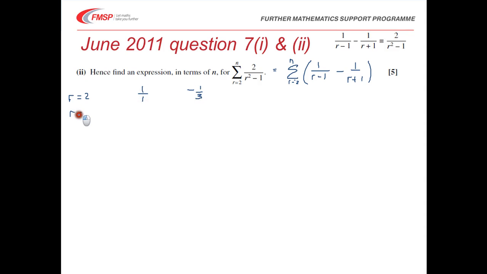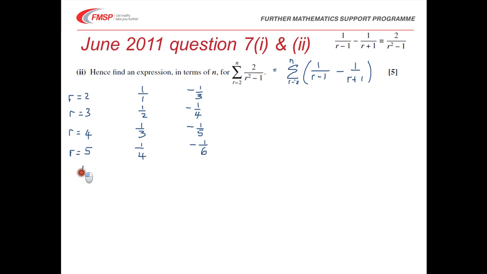If r equals 3, then we'll get 1 over 2 minus 1 over 4, and you do need to do at least 3. Sometimes it's a better idea to do a few more, but at least 3 will be needed so we can see what's happening here. So those are the first 3 terms, and you might suspect that these seem to be cancelling out. If you're in any doubt, then just take another term, and that will be 1 over 4 minus 1 over 6.